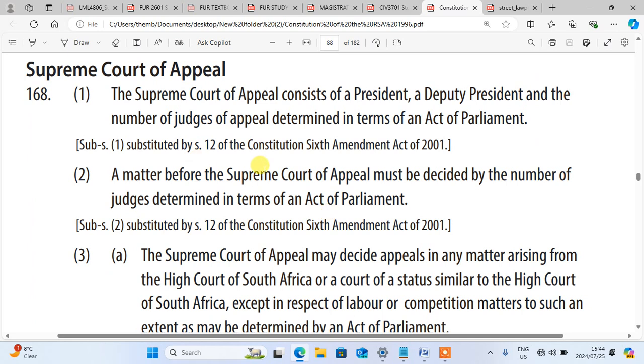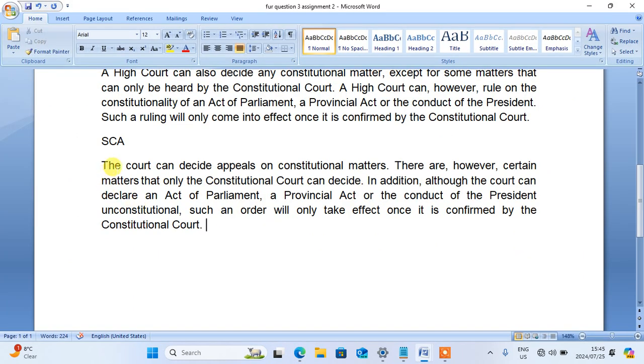When we come to the Supreme Court of Appeal, Section 168, we find that it's the same thing. It can hear all the appeals arising from the High Court, so it's the same thing. It means that on the Supreme Court of Appeal, the court can decide appeals on constitutional matters. There are, however, certain matters that only the Constitutional Court can decide.